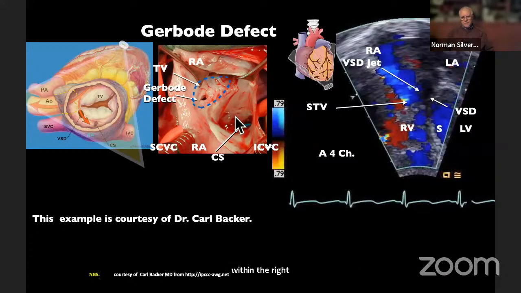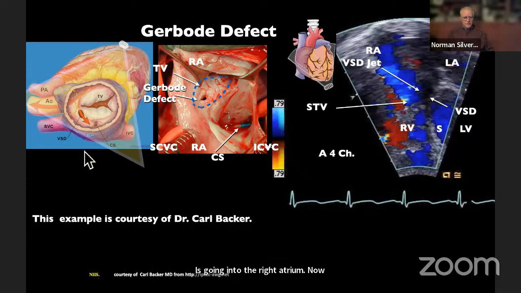And the last defect that occurs in this region is the so-called Gerbode defect. And this is courtesy of Dr. Carl Becker. Okay, and you can see here is an artist's drawing of this small little communication, which Frank Gerbode and his colleagues wrote up as what they called an atrioventricular defect, because the left ventricle is on the other side of this, and the defect is going into the right atrium.